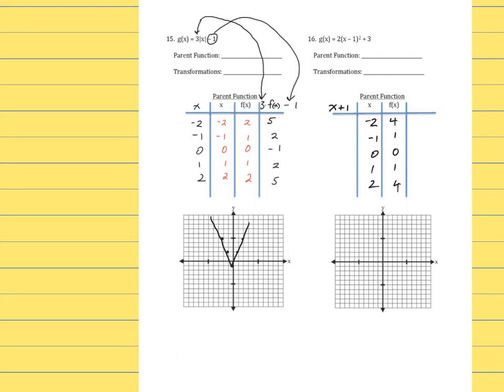Now, what are the 2 things? 2 times f of x plus 3. So we're going to go 2 f of x, 2 times f of x, plus 3. Excellent. Can you guys fill in those values and graph it?